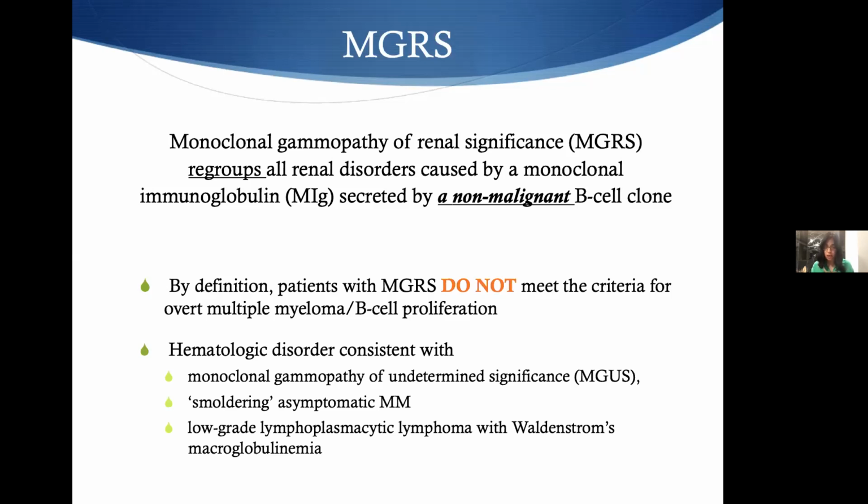So by definition, patients with MGRS, for the zillionth time, do not meet the criteria for overt multiple myeloma or B-cell proliferation. They have a hematological disorder which is consistent with either a monoclonal gammopathy of undetermined significance, smoldering asymptomatic multiple myeloma, or a low-grade lymphoplasmacytic lymphoma with Waldenstrom macroglobulinemia. So they could have a low-grade lymphoplasmacytic lymphoma or low-grade Waldenstrom macroglobulinemia, or what we call smoldering or asymptomatic multiple myeloma, but also monoclonal gammopathy of undetermined significance.